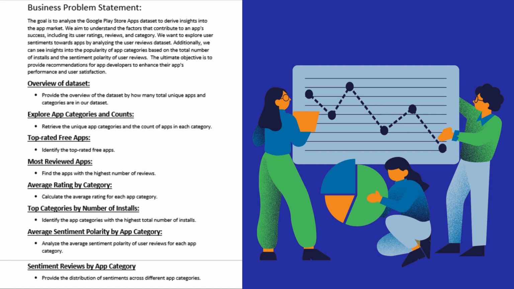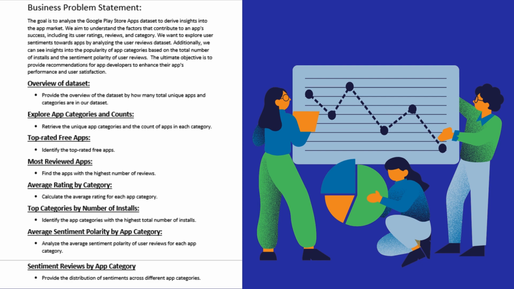And then we have to find the average rating of the category, like which category has the highest average rating. And then we have to find the top categories by highest number of installs. And then we have to find average sentiment polarity by app category, like which categories have more average sentiment polarity. And then lastly, we have to find sentiment reviews by categories, like which category has more positive, negative, or neutral reviews. So this is all the business problem that we have to follow in our SQL queries part and the Power BI part. So let's start our SQL part.